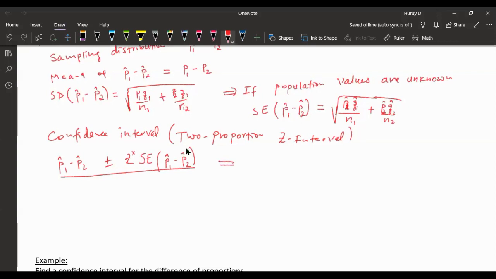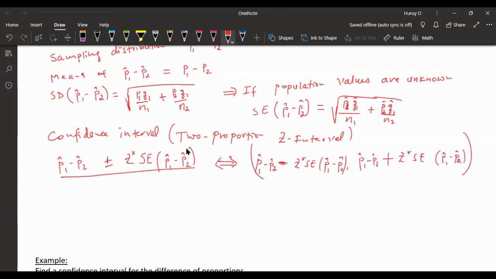And remember, this is the same as writing p hat 1 minus p hat 2, so minus z asterisk standard error of p hat 1 minus p hat 2, comma, then p hat 1 minus p hat 2 plus z asterisk standard error of p hat 1 minus p hat 2.